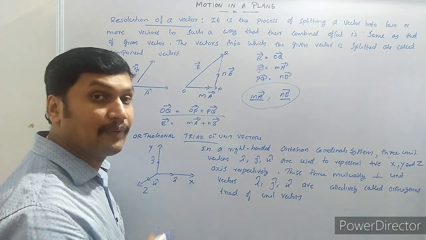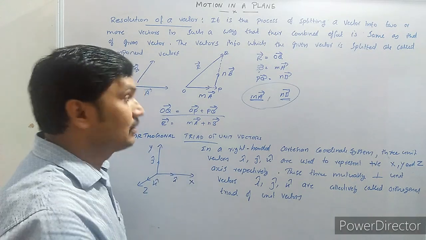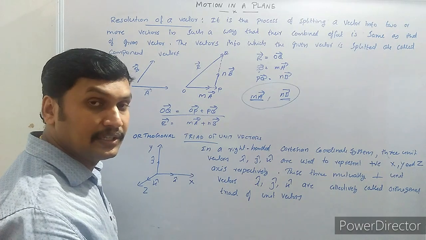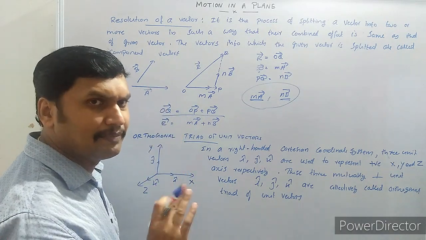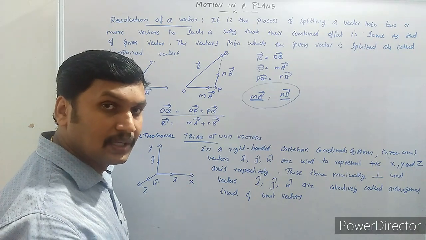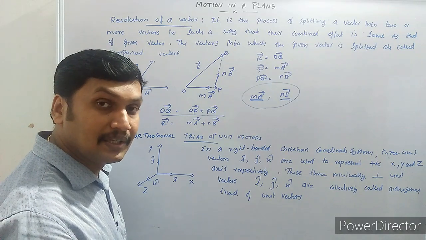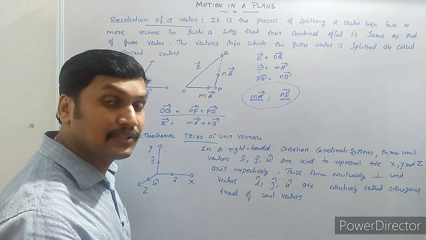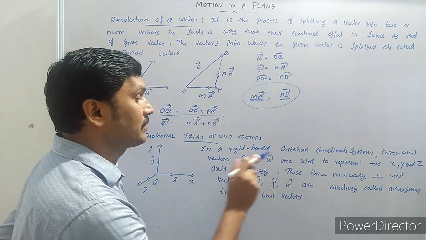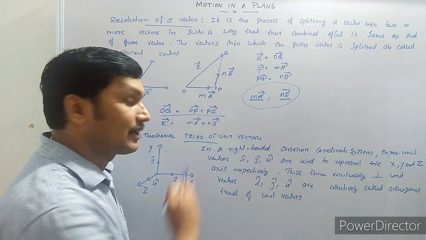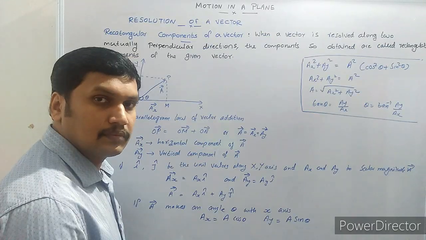In order to resolve a vector into mutually perpendicular directions. Earlier we resolved the vector in the direction of two other vectors a and b, which are not perpendicular to each other. If we use this concept of orthogonal triads of unit vectors, we can resolve a given vector along the x, y and z axes by using these three unit vectors i, j, k. They are collectively known as the orthogonal triad of unit vectors.